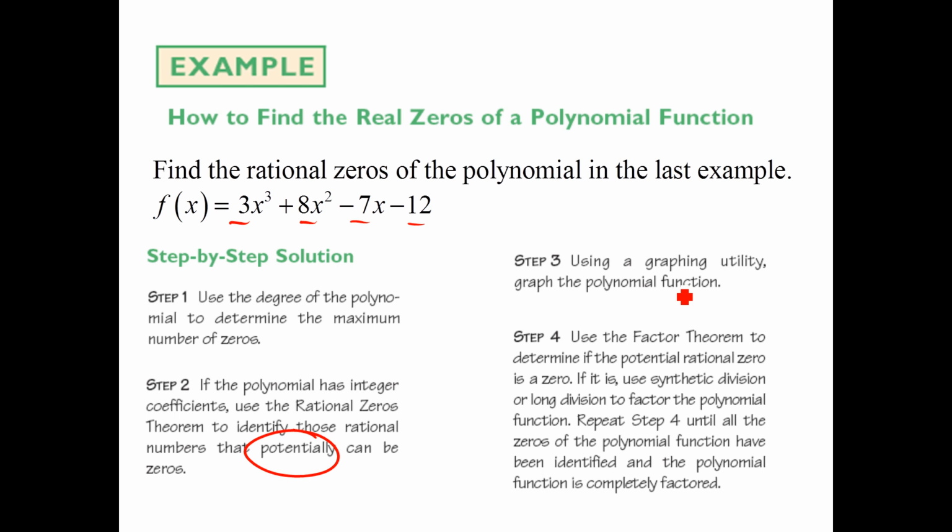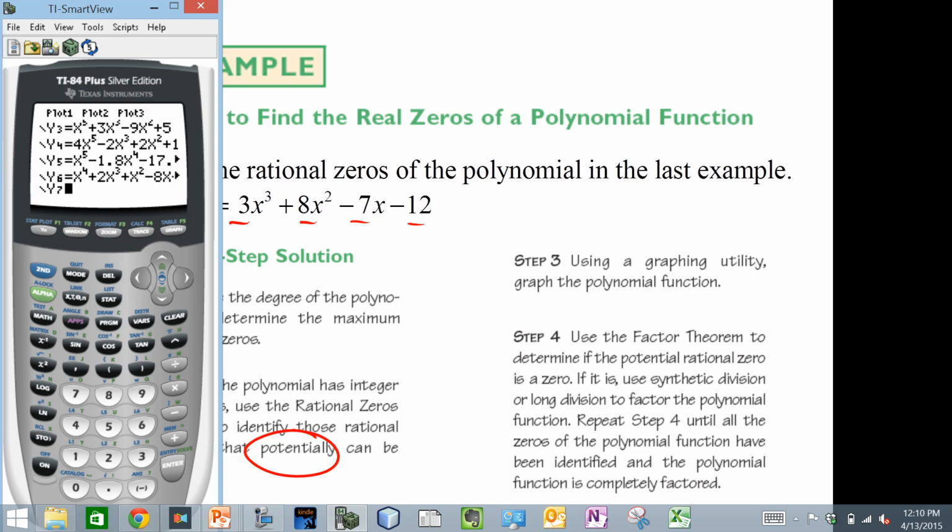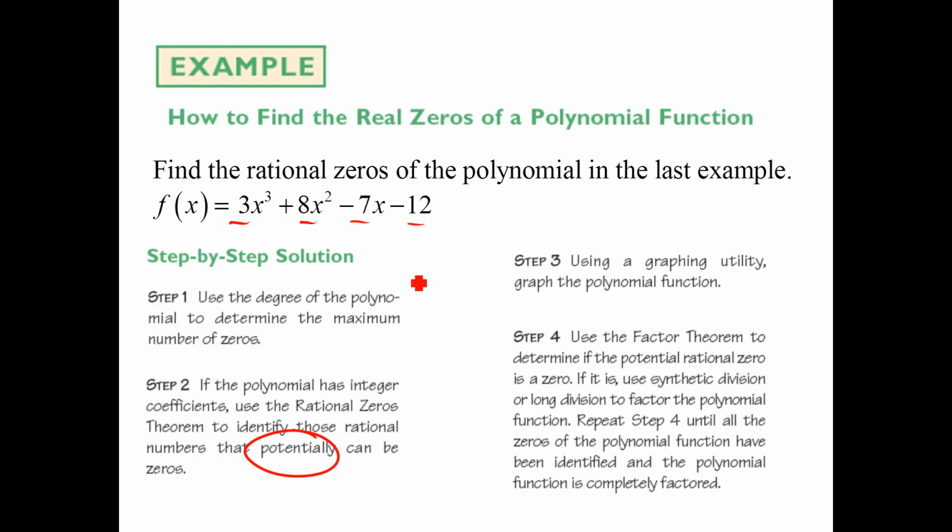Alright, step 3. Use a graphing utility, graph the polynomial function. So we're going to bring up this graph, plug it in to the graphing calculator, and see what we get. So I've already plugged this in. So this is graph 1 here. 3x cubed plus 8x squared minus 7x minus 12. That's in there. And so I'm going to go ahead and graph this, and let's take a look at some possibles. Okay, it looks like -3 looks like it works, right? We could zoom in and get closer, but it looks like -3 is a 0 here.